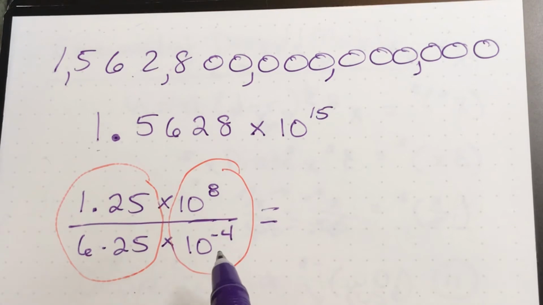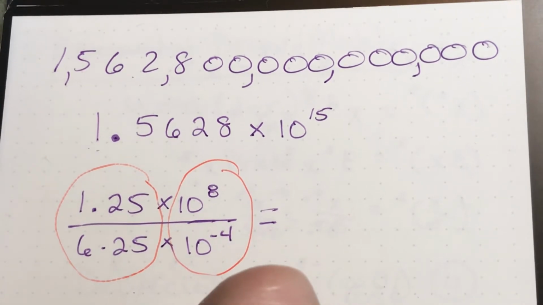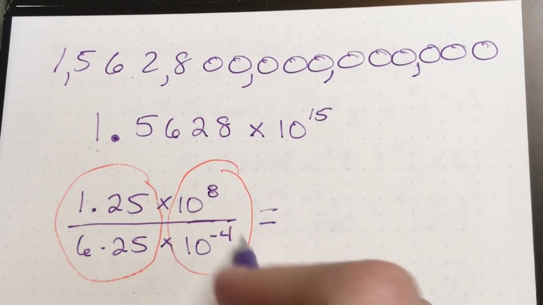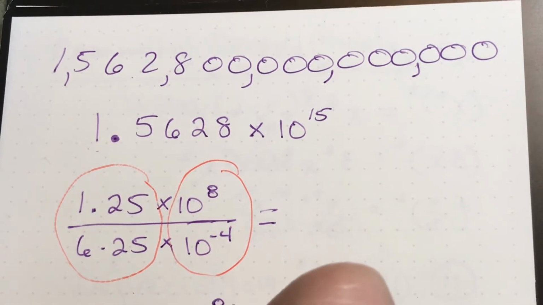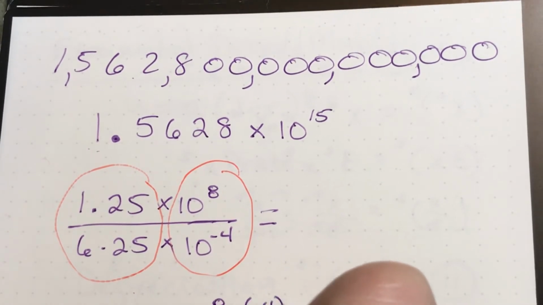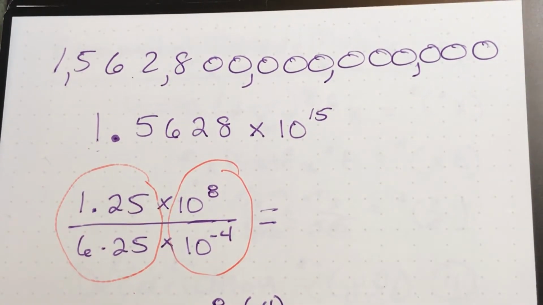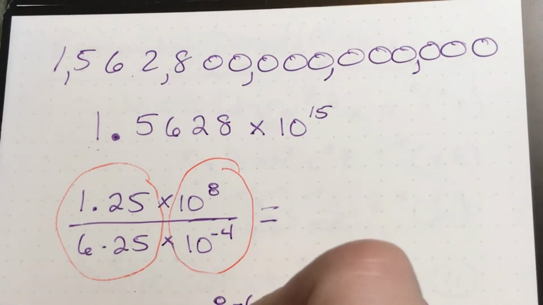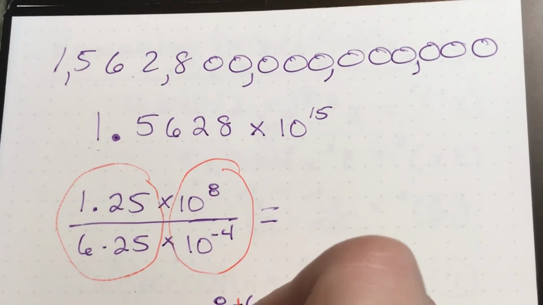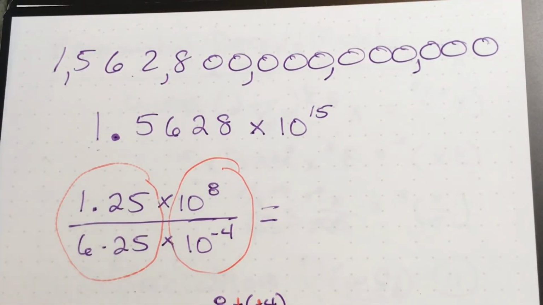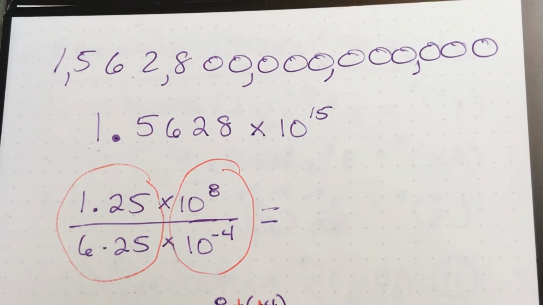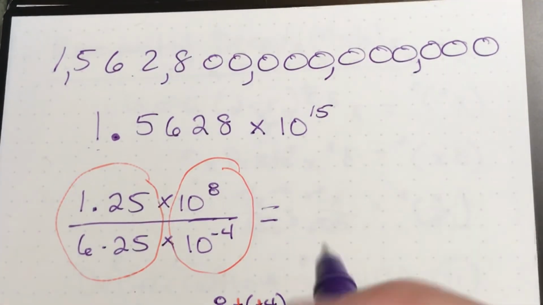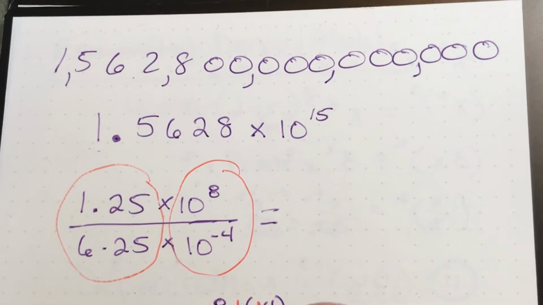Well, this is just like my exponents. So I'm going to keep the base and subtract the exponents. 8 minus negative 4. So 0.2 times 10 to the 8 minus negative 4. Minus a negative, those two negatives undo each other, right? Because it's the opposite of negative 4, so positive 4. So this is 10 to the 12th.